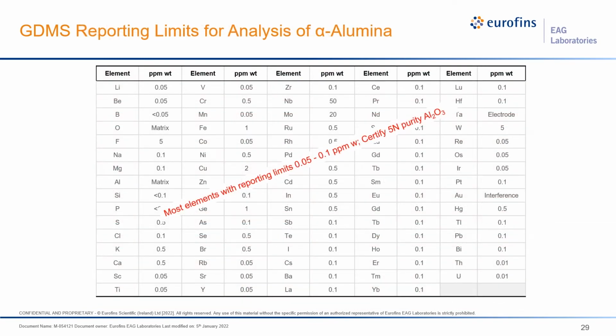So again, let's look at the reporting limits. You can clearly see that GDMS has the ability to cover the entire periodic table from lithium all the way to uranium for the alpha alumina analysis. And most elements will have a reporting limit of 0.05 to 0.1 ppm. So it can easily certify 5-9 purity alpha alumina that is necessary for the battery industries.